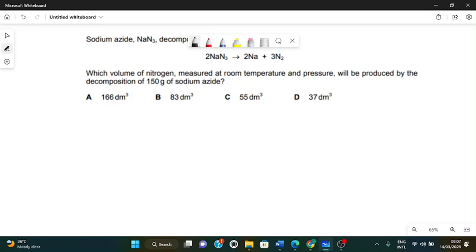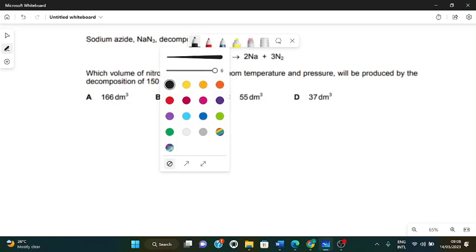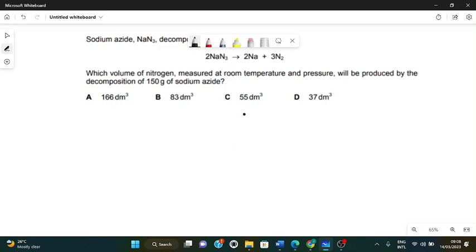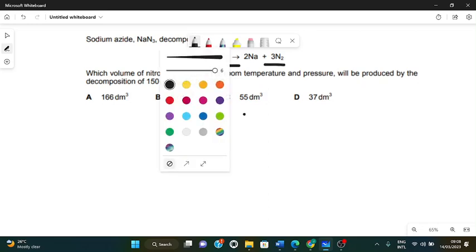We're going to focus our attention on the reactant and the product that is demanded. From the question, you are told which volume of nitrogen measured at room temperature will be produced by decomposition of 150 grams of sodium azide. So we are dealing with sodium azide and nitrogen.